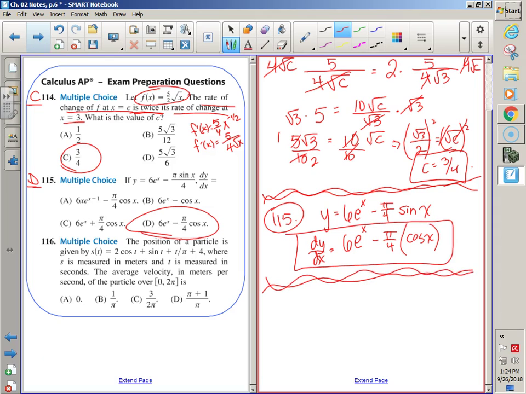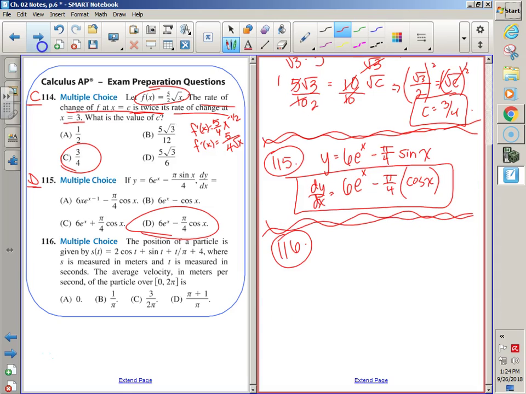116. How many of you guys got 115 right, solving it? How many of you guys guessed it? You would have gotten it right too. Just careful. Maybe not every time.